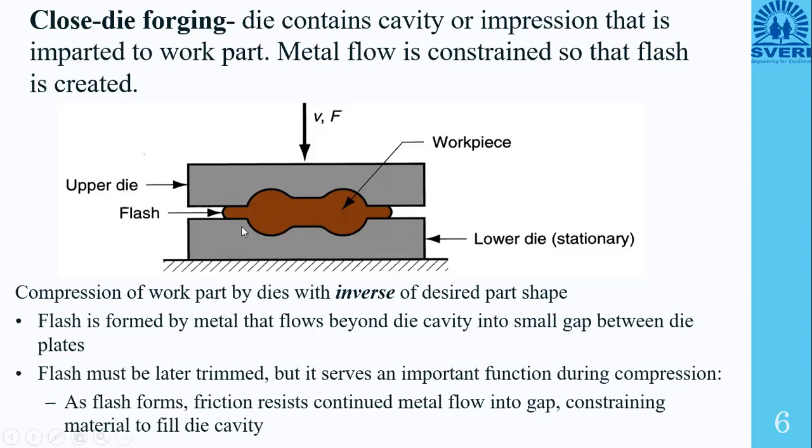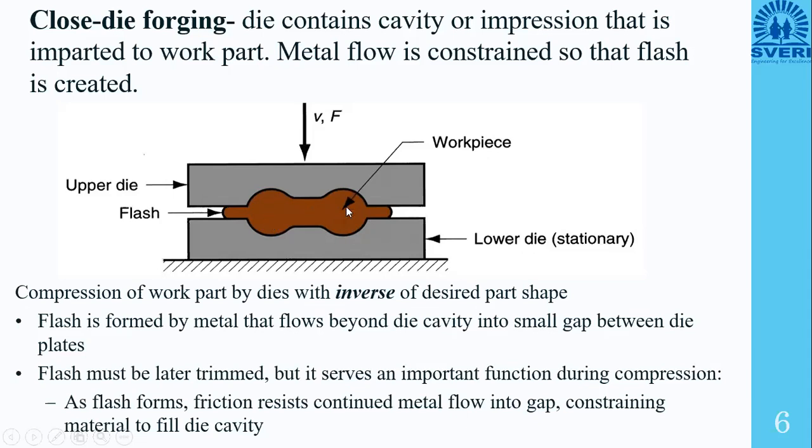So this is the die cavity. Let's say this is the dumbbell. We have to prepare the dumbbell. So this is the upper die, which has certain grooves on it. The lower die again has certain grooves, and in between you have placed this hot material. When the upper die applies force, material will start to flow in this cavity.